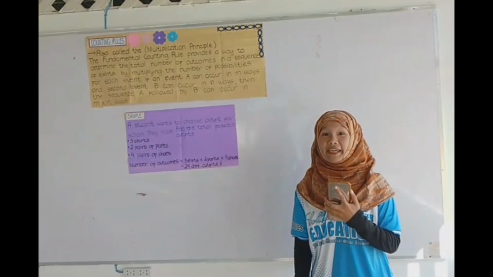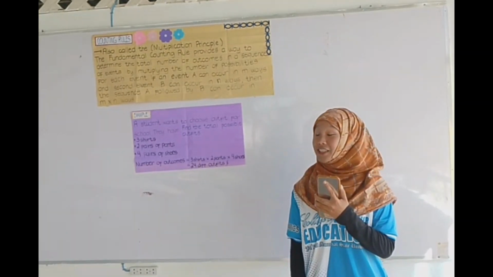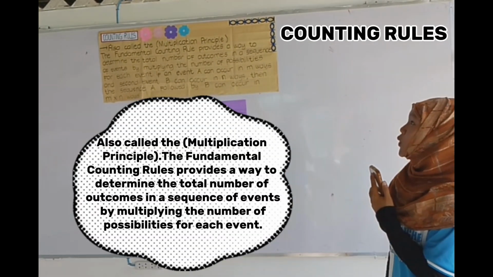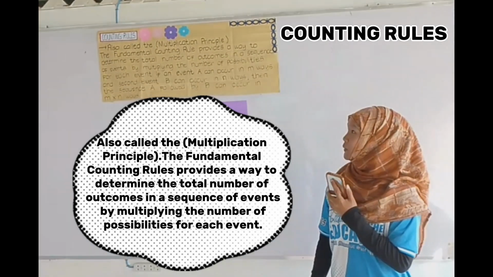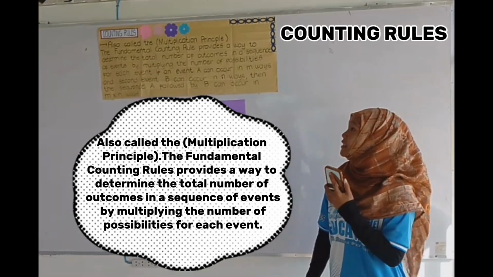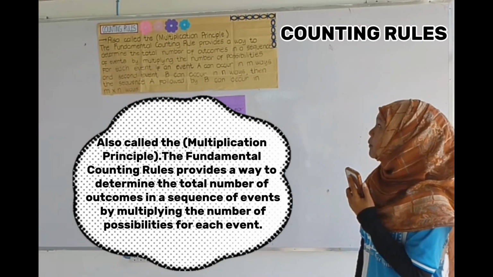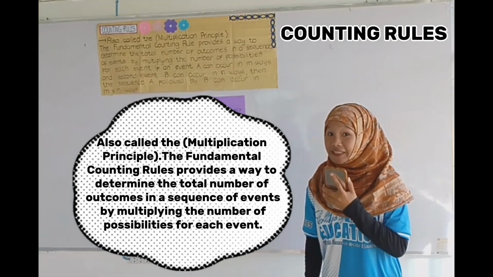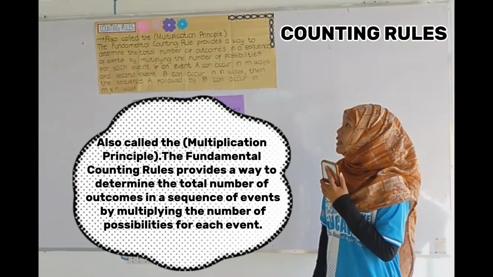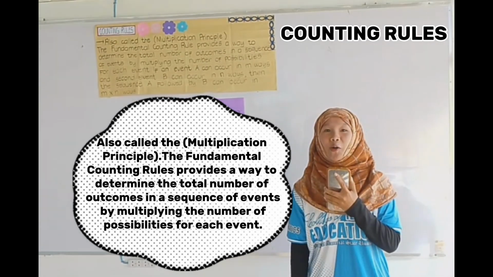Good afternoon, everyone. In this subject, Elementary Statistics and Probability, we're going to discuss the counting rules. Counting rules are also called the multiplication principle. The fundamental counting rule provides a way to determine the total number of outcomes in a sequence of events by multiplying the number of possibilities for each event. So, in simple terms, the counting rule is also called the rule of product.